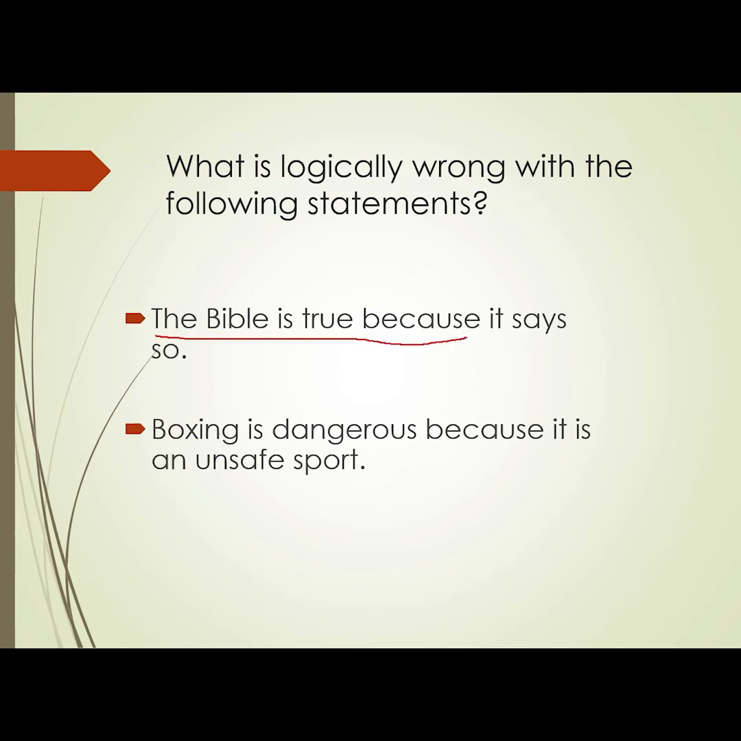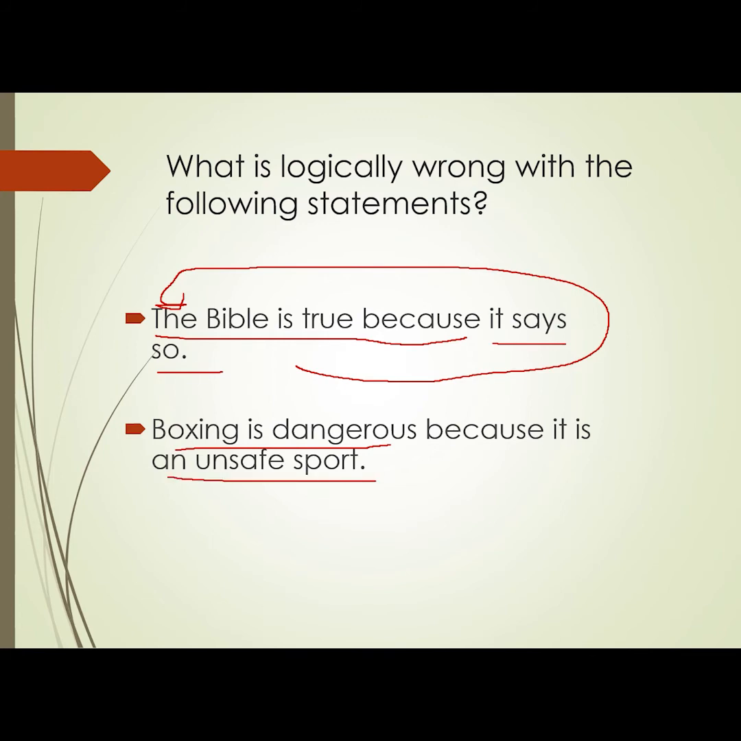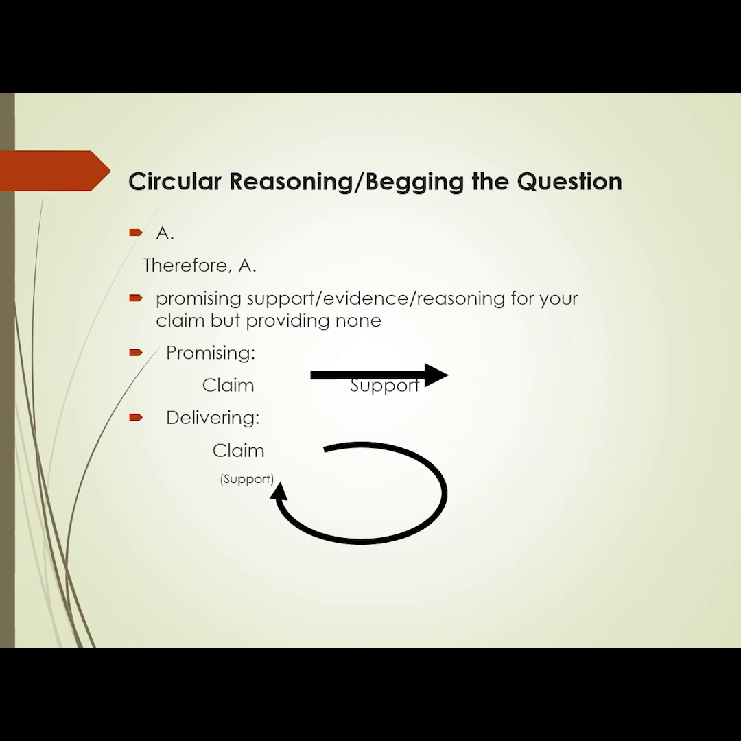With this, the Bible is true because it says so. Again, that kind of circles back to the beginning. Same thing with here. Boxing is dangerous because it is an unsafe sport. Unsafe sport means the same thing as dangerous. So once again, it circles back to the beginning. So that is going to be circular reasoning or begging the question.